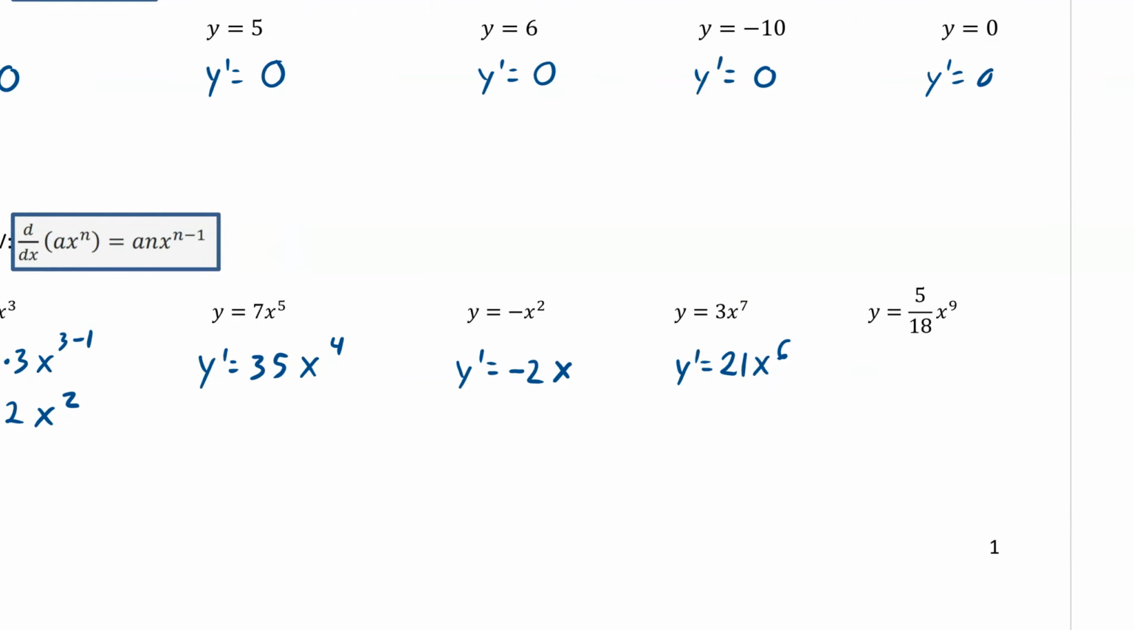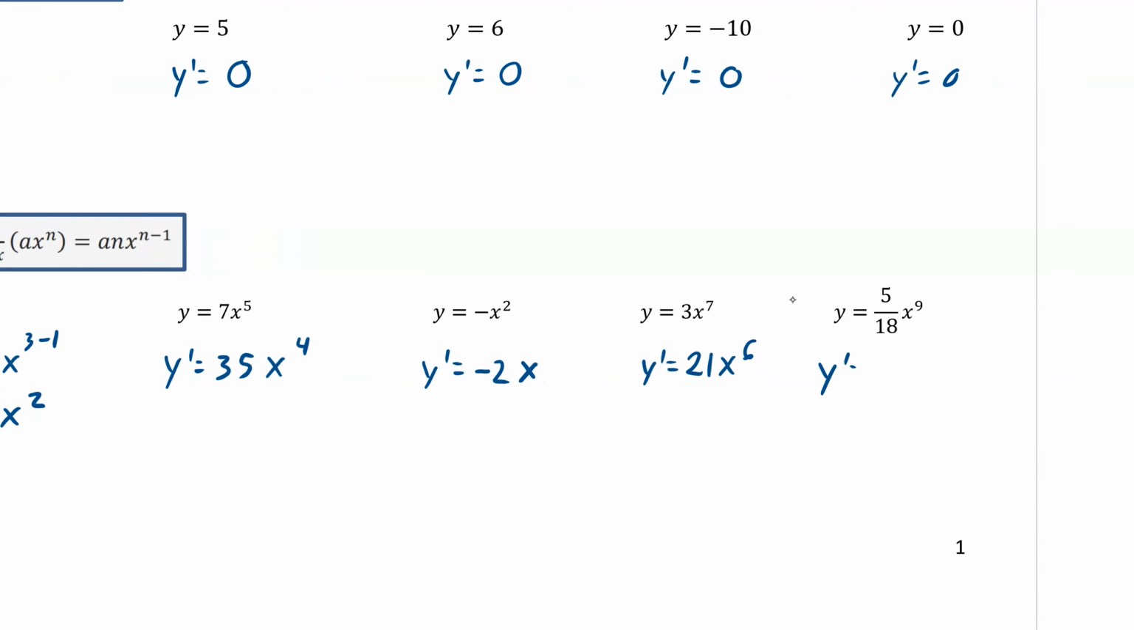No difference quotient here. Y prime equals, and with fractions, if you're not quite great at them, then you kind of want to write them out. Times 9, x to the 8th. And so that 9 and 18 simplify, giving us 5/2, x to the 8th.